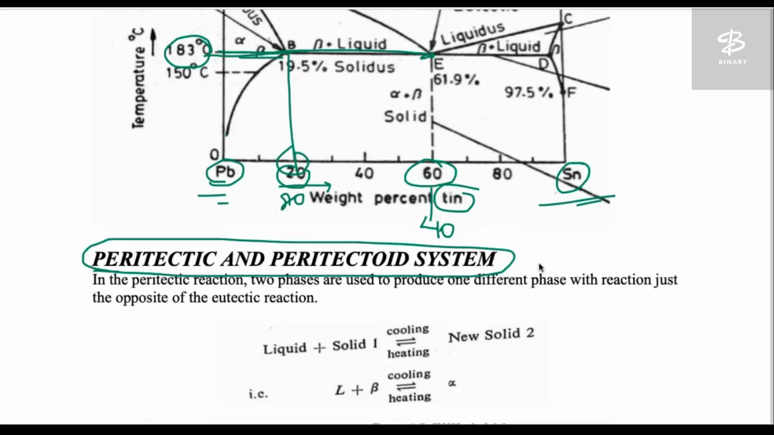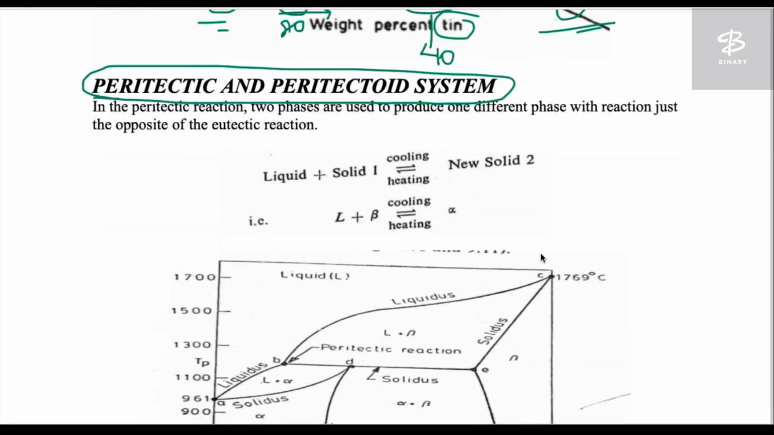So now we move forward, and the topic is peritectic and peritectoid system. So what is the peritectic? In the peritectic reaction, two phases are used to produce one different phase, with a reaction just the opposite of the eutectic system. So what was the eutectic system? That is just a reverse of that. You would be getting the peritectic system.